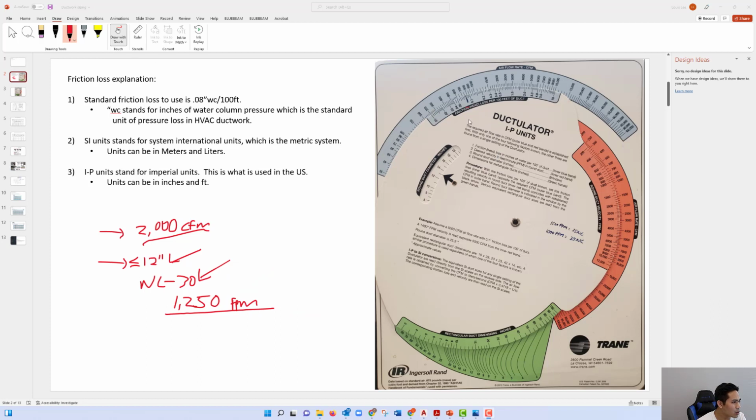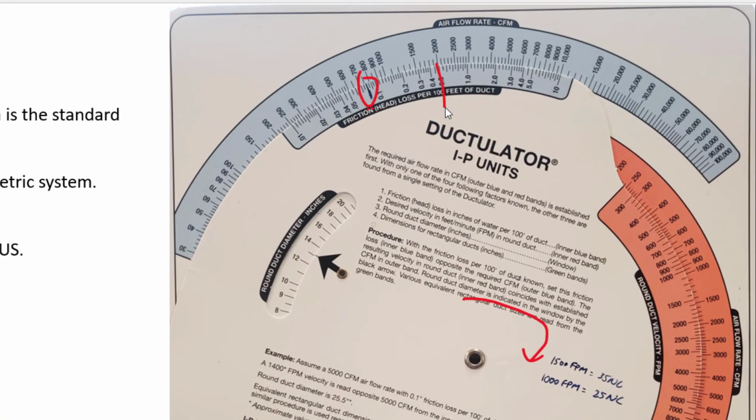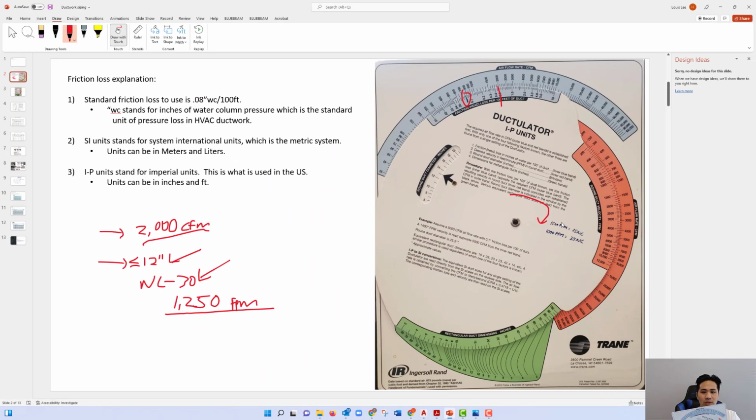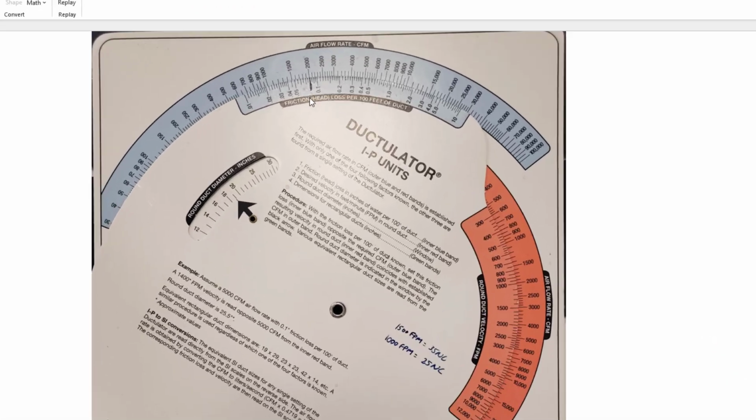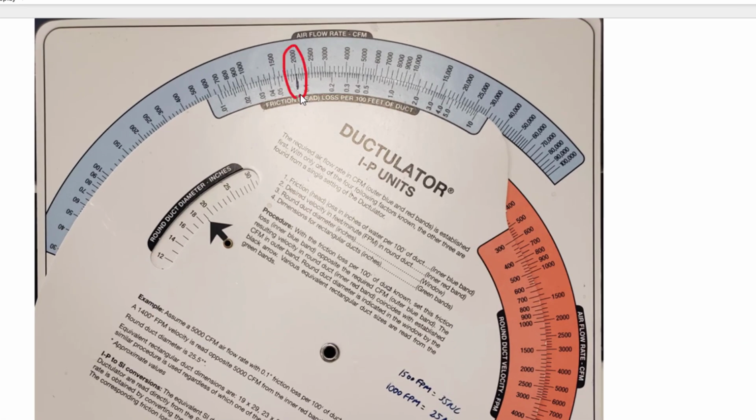So as I rotate this ductulator this way to get the 0.08 to line up with the 2000, this is what I'm going to do. I look at the units for the US, which is the IP, and then I just rotate it this way until the 0.08 lines up with the 2000. So that's what I did, and these are the values at that point of 0.08 lining up with the 2000.